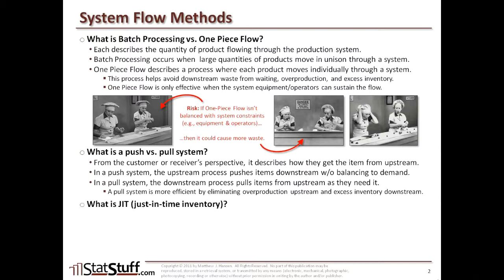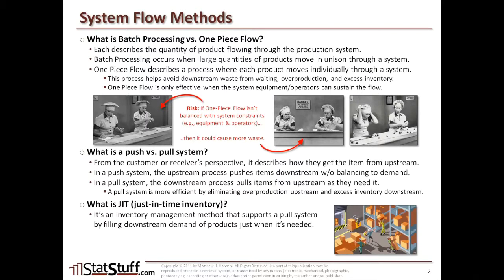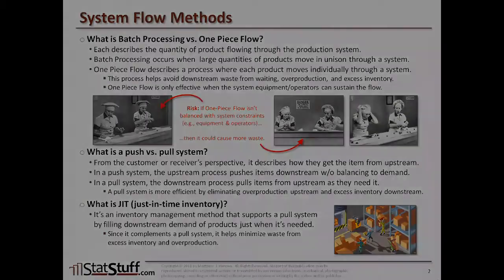Now another concept to talk about is just-in-time inventory. This is basically an inventory management method that helps support a pull type of system by filling the downstream demand of products just when it's needed. So this is going to complement the pull system, and in that way again it's going to help minimize the waste that typically occurs, like excess inventory or overproduction.